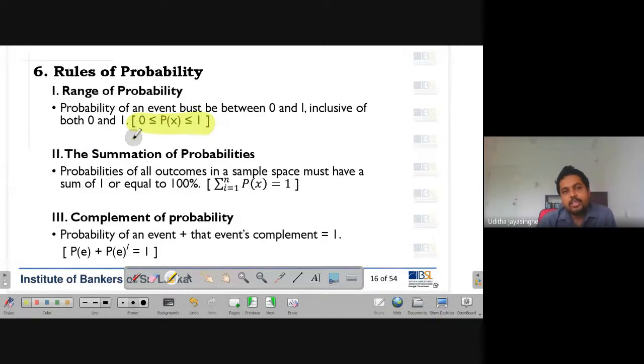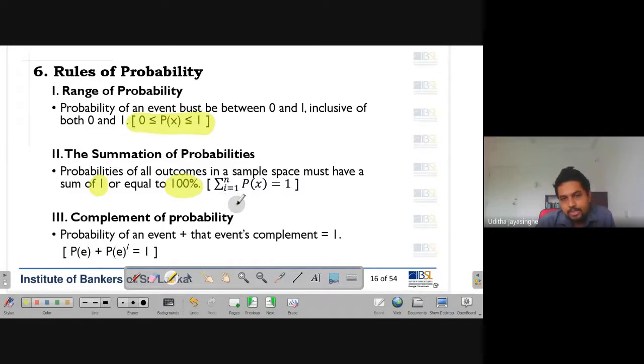Okay. The summation of probabilities. The probabilities of all outcomes in a sample space must have the sum of 1 or 100%. This is how we're going to put it: sigma i equals 1 to n. This sigma, we have met it already in our statistical career.